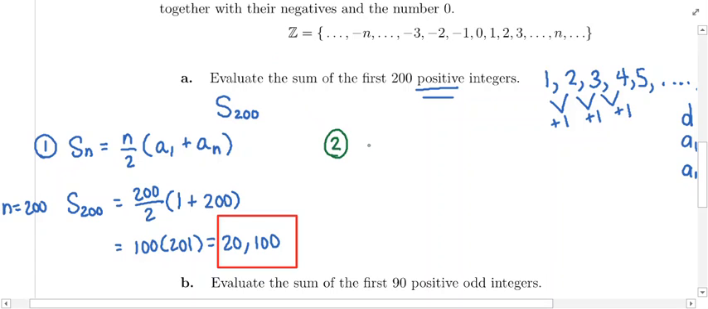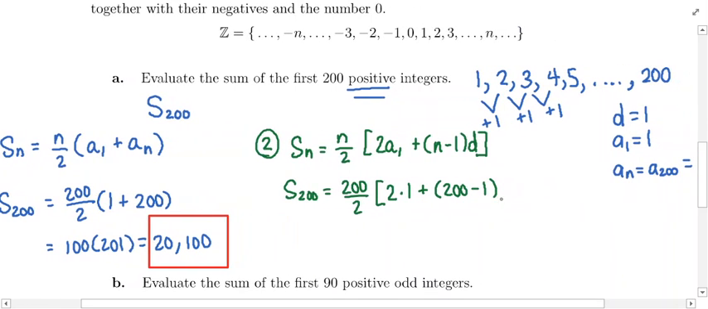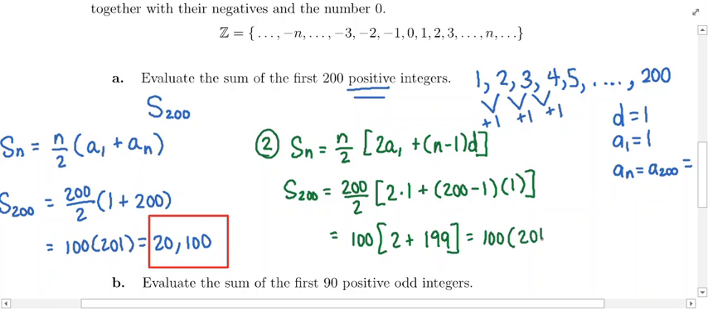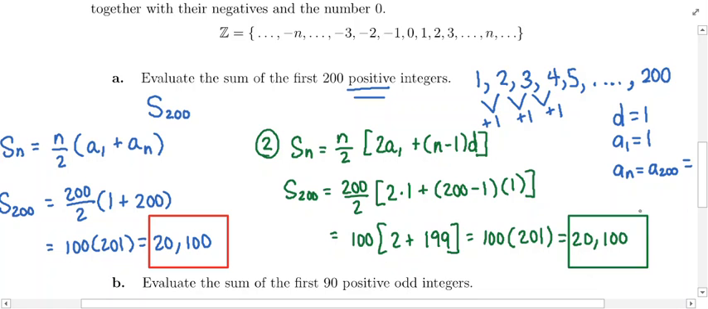If we use the other formula, we'd be applying this guy: S_n equals n over 2 times 2a1 plus n minus 1 times d. Again, n is 200 here, so plug that in. We know a1 is 1, and we know that d is positive 1. If we simplify this, this is going to be 100 times 2 plus 199. So this is going to be 100 times 201, and again you get 20,100 as your answer.